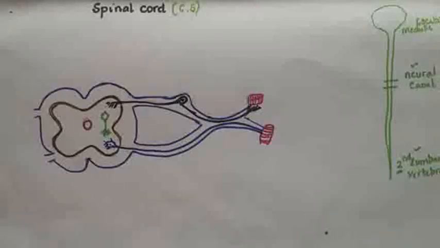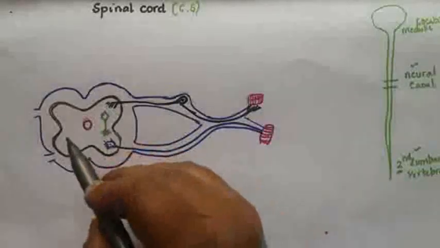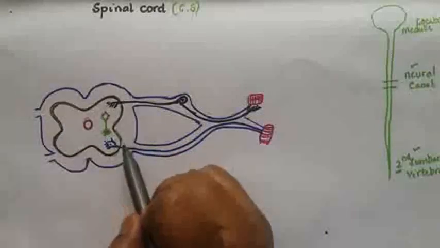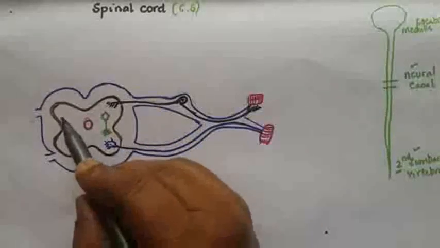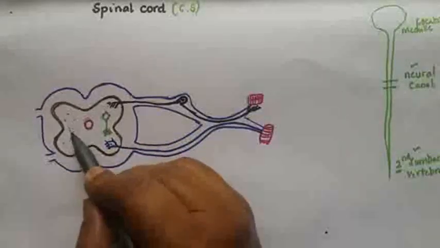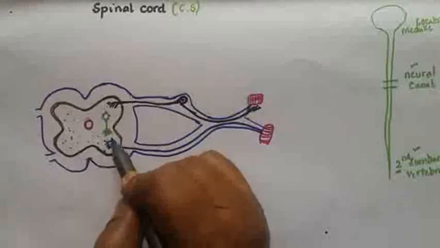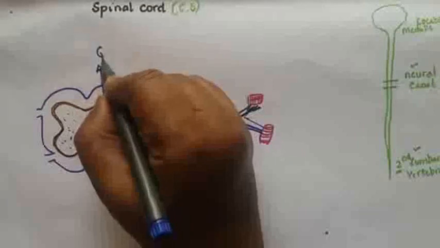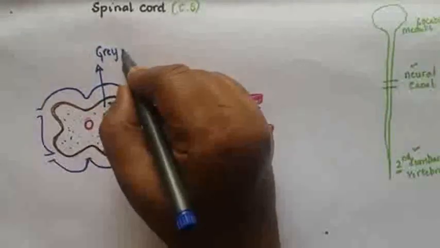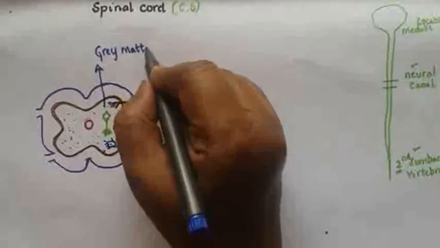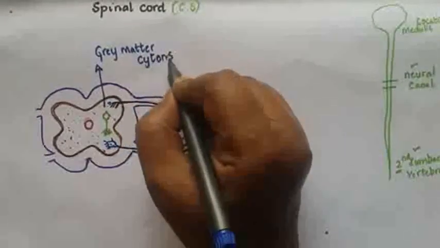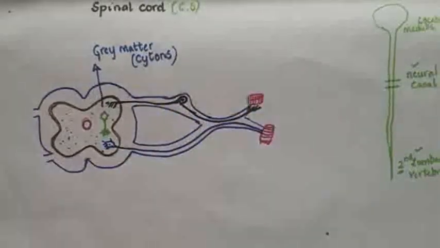So where do we find the gray matter? You can observe that there is a butterfly shaped structure within the spinal cord. This butterfly shaped structure is nothing but the structure which represents the gray matter. This is the region we call gray matter, and in this gray matter we find the cytons of the neurons.